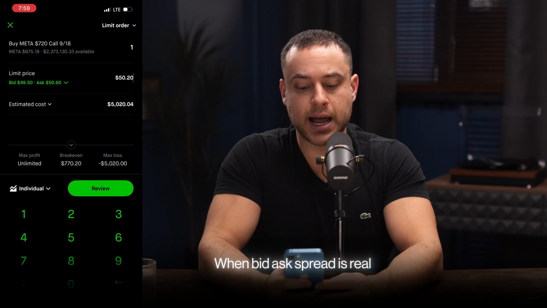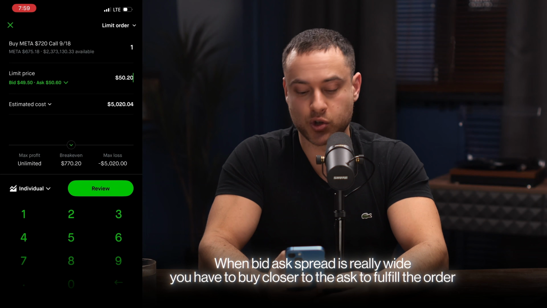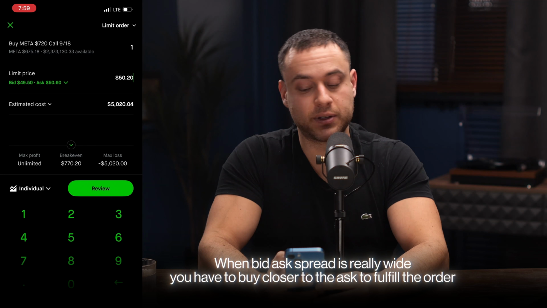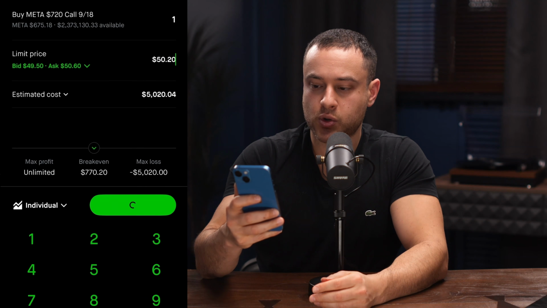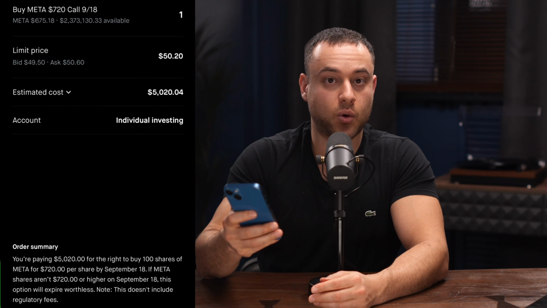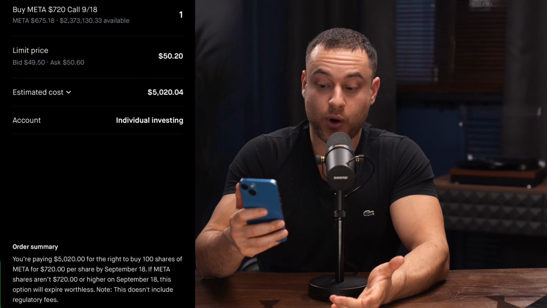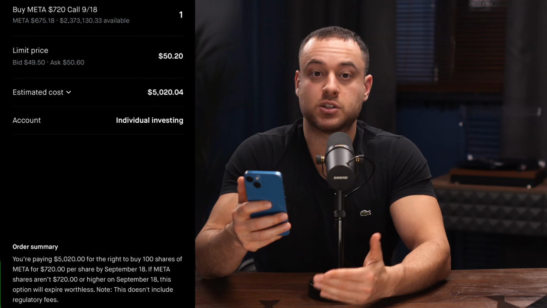So when their bid and ask spread is very wide, then you have to basically buy closer to the ask to get your order filled. So if your order is not filled, that's just because you are not going close enough to the ask. So now if I go to review this order, I am effectively going to pay $50.20 as a limit order. I may also fill for less. So Robinhood may fill you for $49.95, for example, because that would be a benefit to you if it were to get filled.